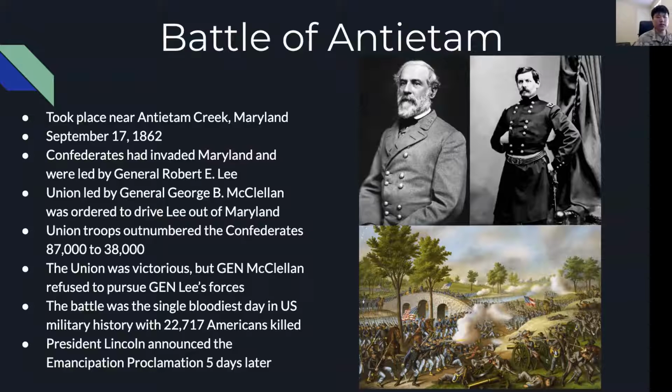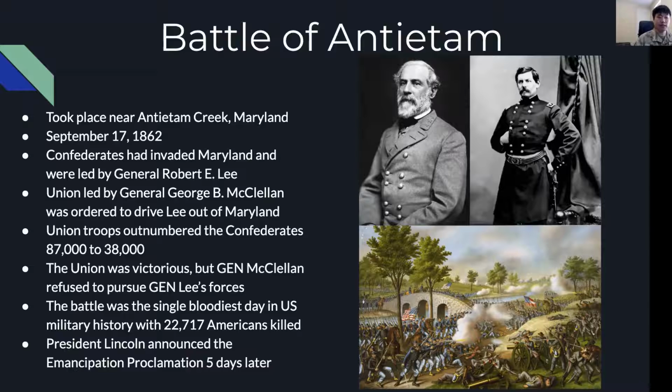But the North, specifically General McClellan, failed in a sense in the battle because he refused to pursue General Lee's forces. Usually, when you win a battle, you chase after the enemy when they're running away, so that you can capture them, so they can no longer fight throughout the rest of the war. But General McClellan didn't do that, and General Lee ended up retreating back to Virginia where he could fight another day.